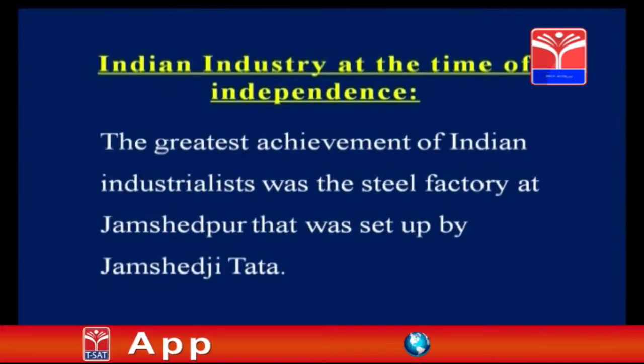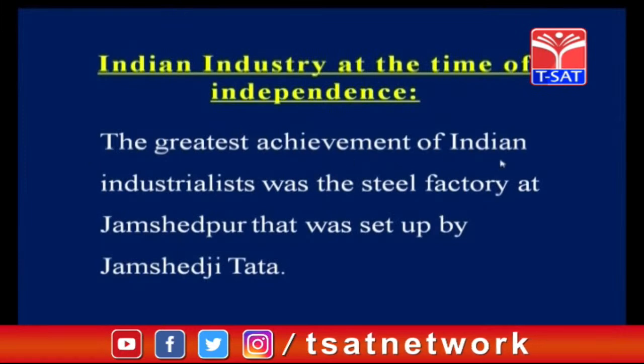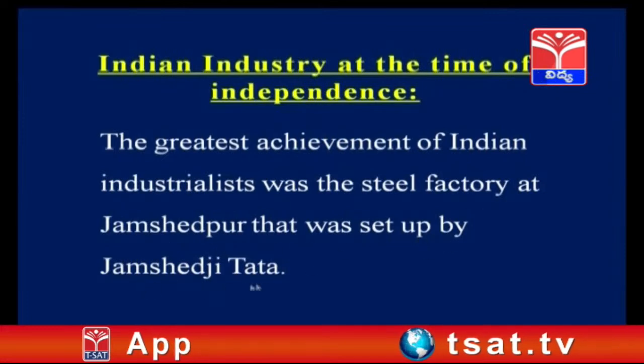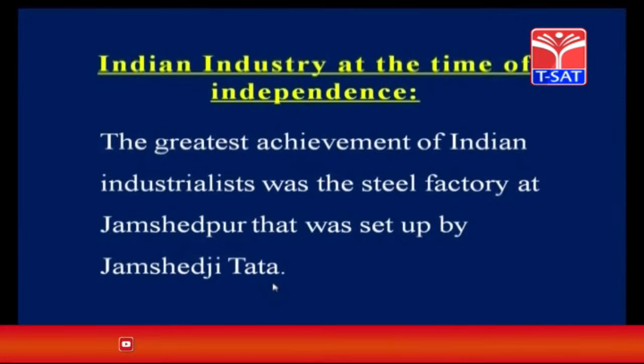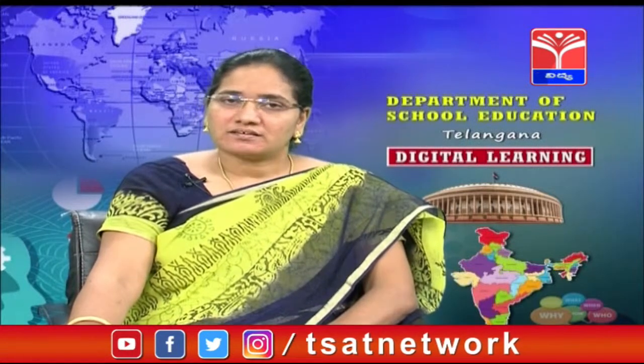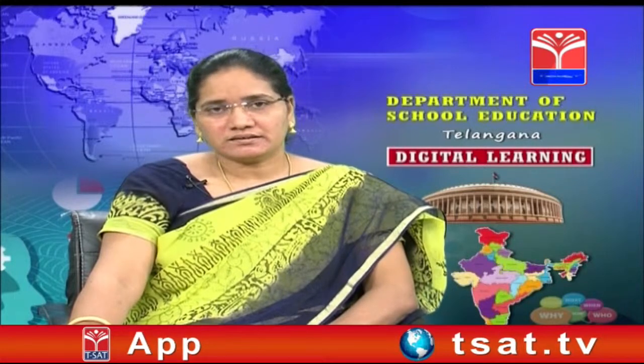Children, though there were many problems and challenges faced by our Indian industrialists, there was a great achievement by them. For example, the greatest achievement of Indian industrialists was the steel factory at Jamshedpur that was set up by Jamshedji Tata. Children, you might have heard this name. In our country, the Tata Group of Industries is the largest company, which produces different kinds of products. So, this is the origin of the Tata companies.